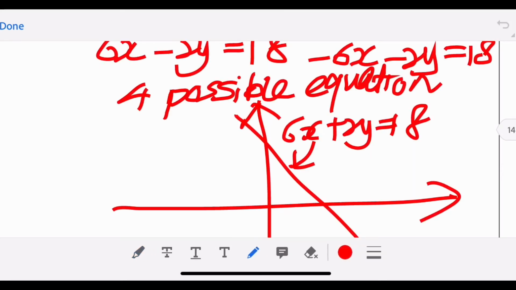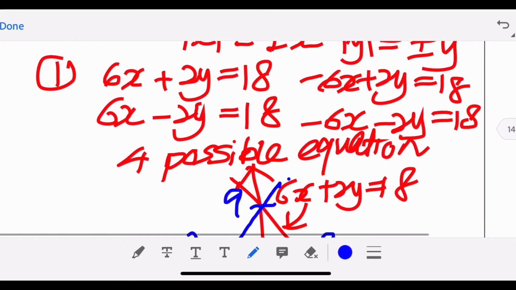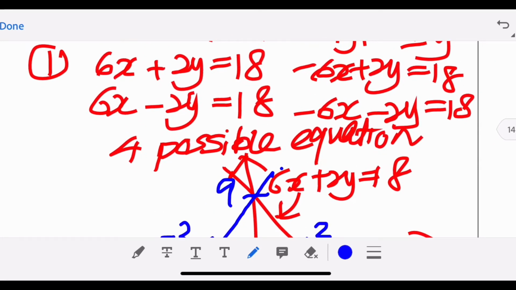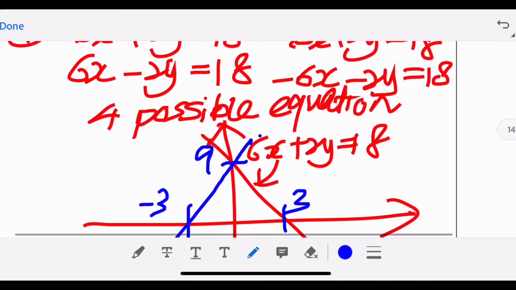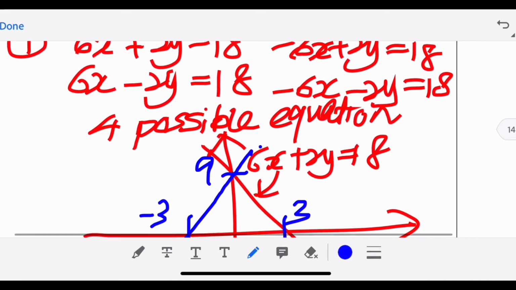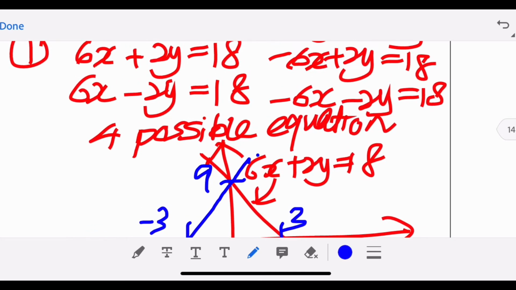It's going down because the gradient is negative. And that is the y-intercept. You let x be 0, so y is 18 divided by 2, which is 9. For the other one, I use a blue color. This one refers to the positive gradient. The y-intercept is still the same, so we will have a positive gradient for this equation.